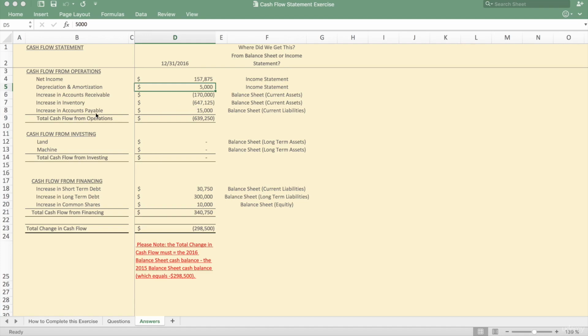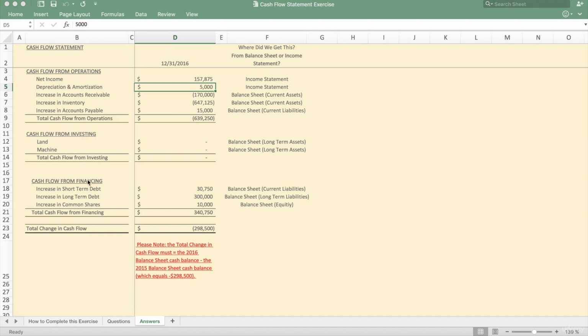And we owe $15,000 more than we did in the previous time period when it comes to accounts payable. So that's a net cash temporary benefit for us. So we put that in your pocket. And that gets to cash flow from operations of this amount. Nothing to do here because there are no changes for these items on the balance sheet.